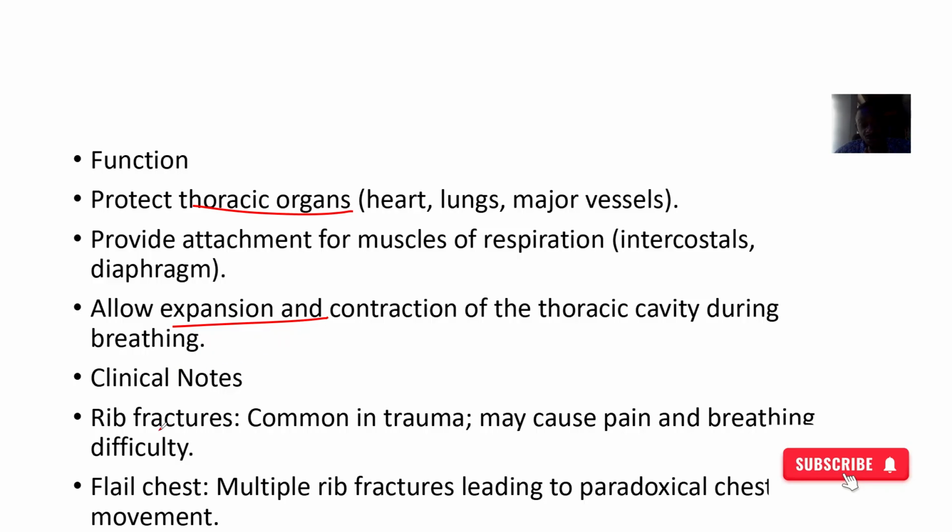So for clinical notes, the rib cage anatomy could be affected by fractures and trauma directly to the chest. You can also have a flail chest, where multiple fractures lead to a paradoxical chest movement. Yeah, there's breathing in and breathing out, but it's abnormal like that.